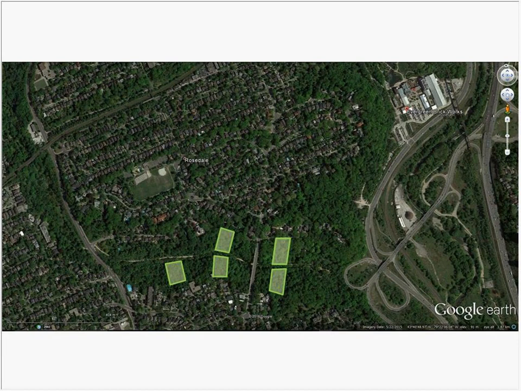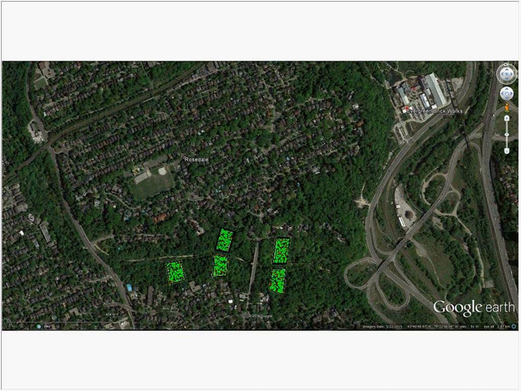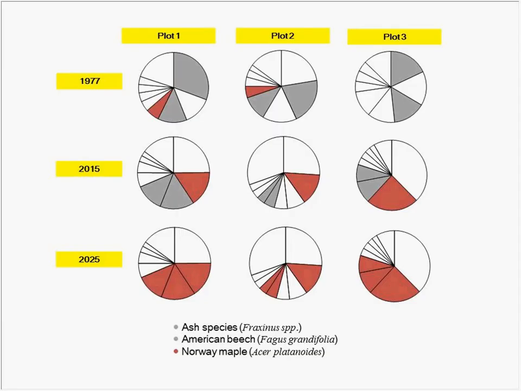So what are the plots that we relocated? This is in the Park Drive ravine. We inventoried those plots, and this is what we found. So on the left, 1977, 2015, 2025. The thing to note here is the red is Norway maple, okay? So you can see between 1977 and 2015, the Norway maple has doubled.